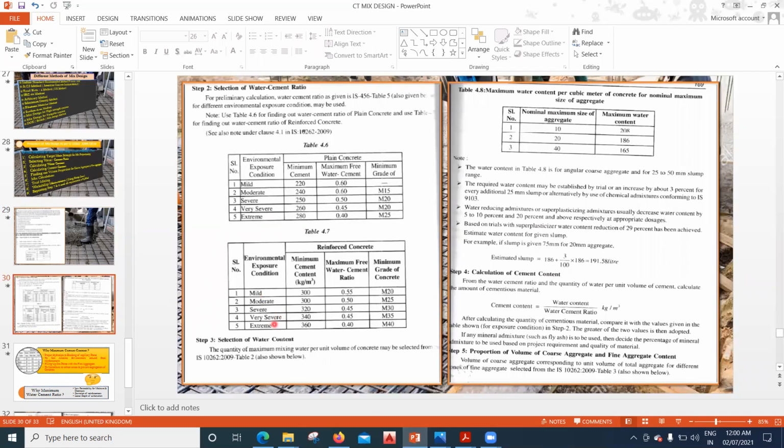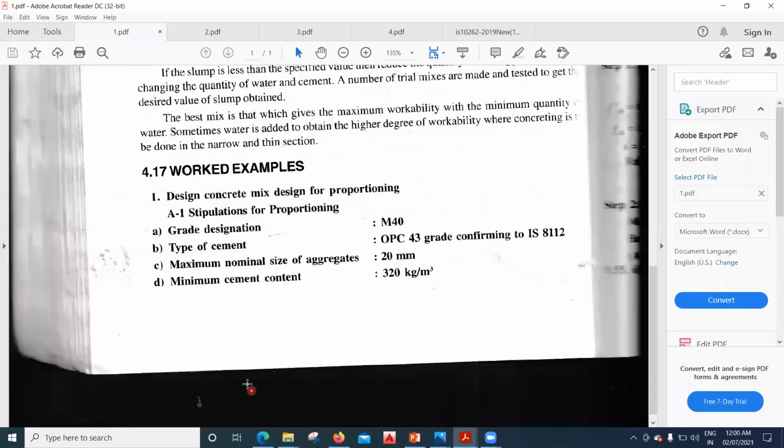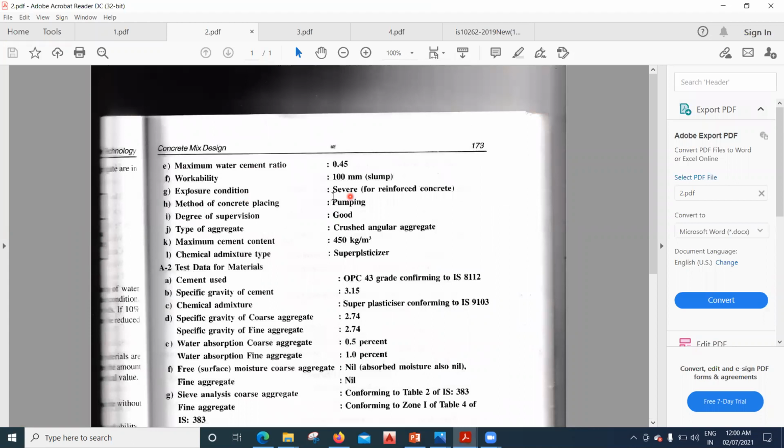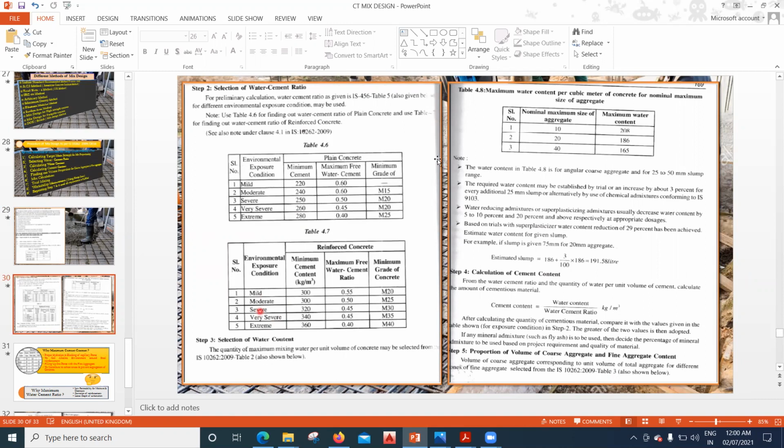So what is given in our question? I'll go back to the question. Yeah, it's on the next page. Yeah, right. The exposure condition they have given is severe for me, right? Now for severe exposure condition, I'll go to the PPT. This is my severe exposure condition. So we got that the exposure condition is severe. For severe exposure condition, the maximum free water cement ratio is 0.45, which we have seen there, and the minimum cement content we have to use is 320, right? These things we need to take from here. Now what we are supposed to do, we'll go back.